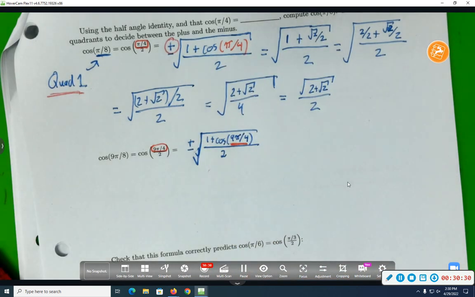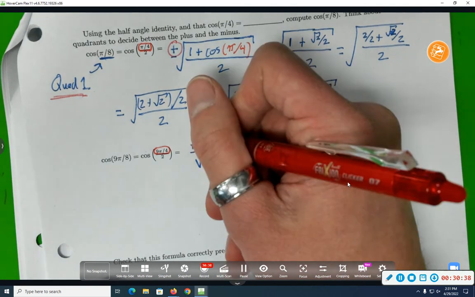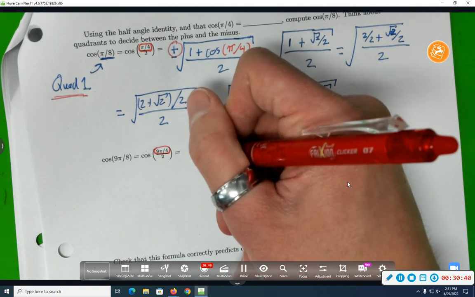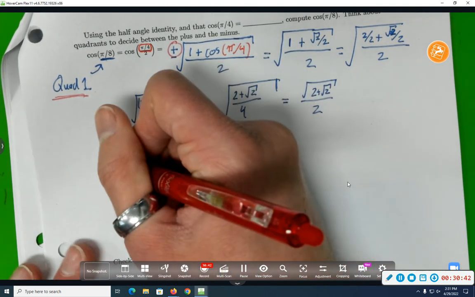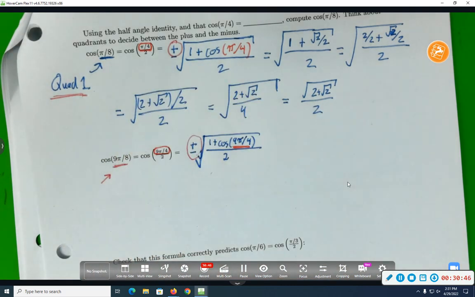Cool. So let's try to work this out. The first thing to think about will be, is it plus or is it minus? Let's try to deal with this plus or minus sign, and let's do it by thinking about this angle. 9 pi over 8. What quadrant is that in?